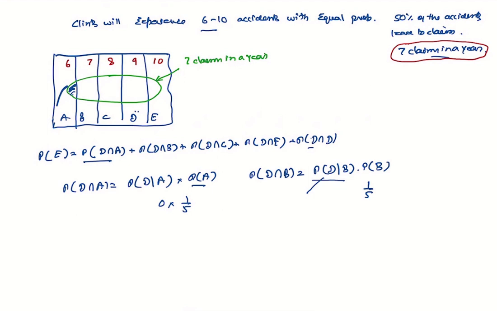So having 7 accidents is like having a coin toss 7 times and asking the probability of getting 7 heads, right? That is how the probability of having 7 claims would be: you toss the coin 7 times and you get 7 heads. Which is basically 1 over 2 to the power 7, which is 1 by 128.